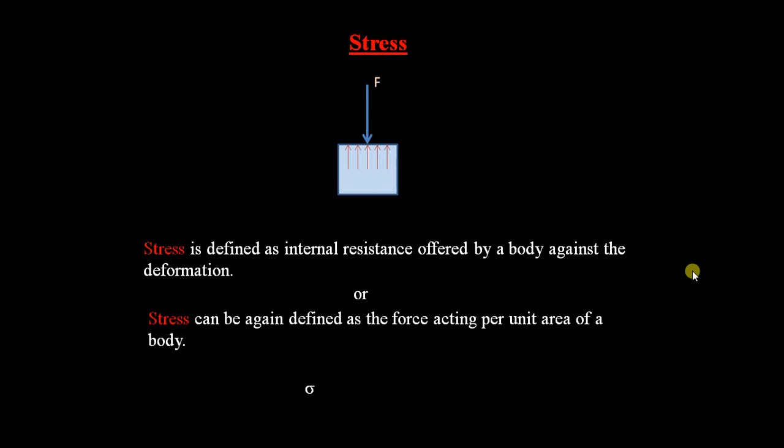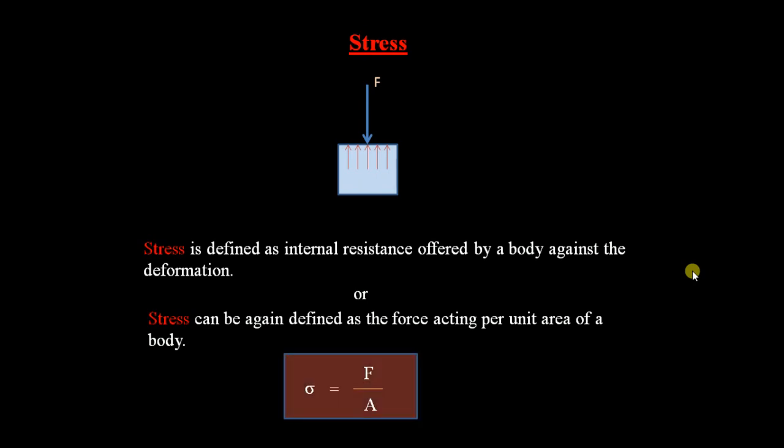So the formula we can simply write as sigma is equal to, where sigma is the symbol used for representing stress. Sigma is equal to force, that is the external force we are applying, divided by area. So it is force per area, that is force by area. So sigma equals F by A is the formula for finding the magnitude of the stress. Okay, next we try to discuss types of stresses.